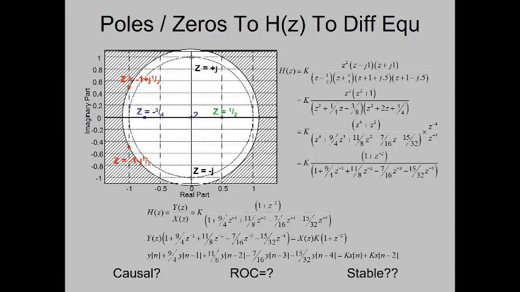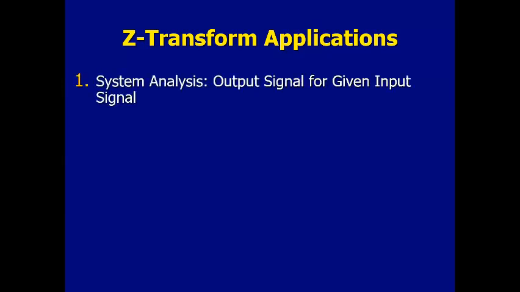Or I could have just surmised that from the fact that if I knew I had a causal system and I had these poles outside the unit circle, it's also automatically unstable. So we can do a lot with these transfer functions with poles and zeros. We can get back the difference equation, we can describe the dynamic behavior of the system, and we can also do some system analysis.